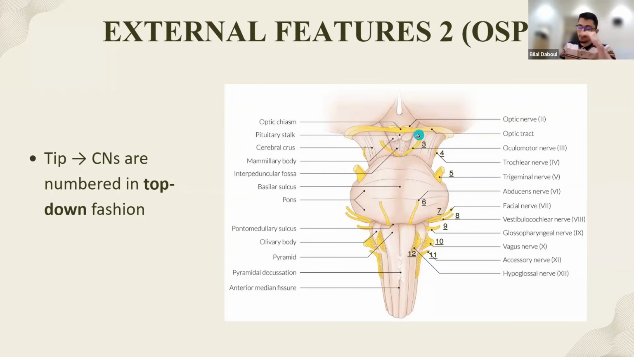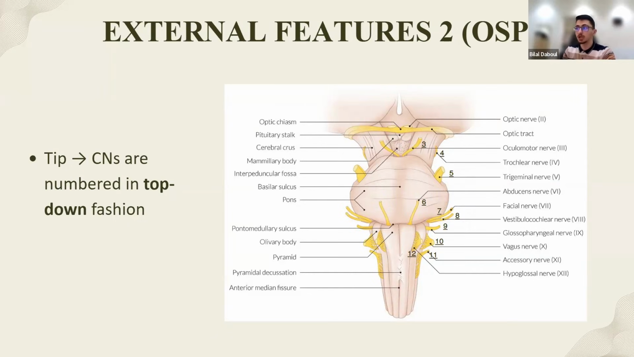It arises most superiorly. This is opposed to the fourth cranial nerve, which is the trochlear nerve. It's the only cranial nerve that arises from the dorsal brainstem. That's a very important point. It's the only cranial nerve that arises from the dorsal aspect, meaning the posterior aspect of the brainstem. So you see 3, 4, 5, 6, 7, 8, 9, 10. So they're numbered in top-down fashion.